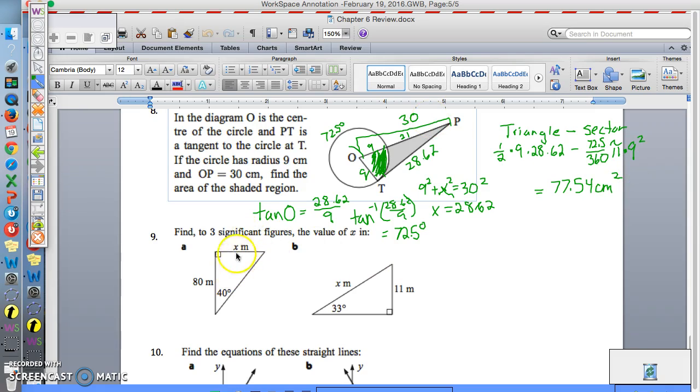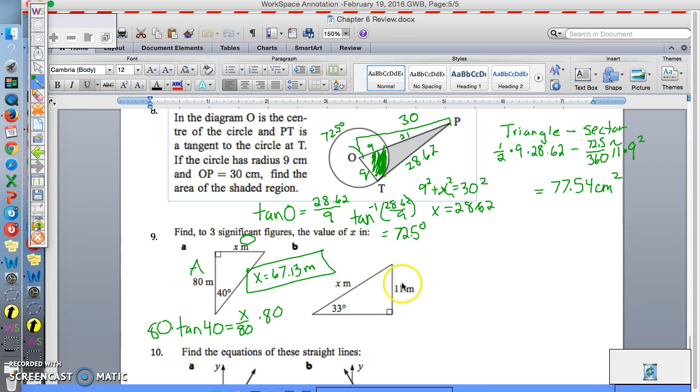So number 9, this is going back to right triangle trig, so SOHCAHTOA. So if here's 40, this is opposite and adjacent. So O and A, so that's our tangent. So the tangent of 40 equals x over 80. Multiply times 80, and we have x equals 67.13 meters.